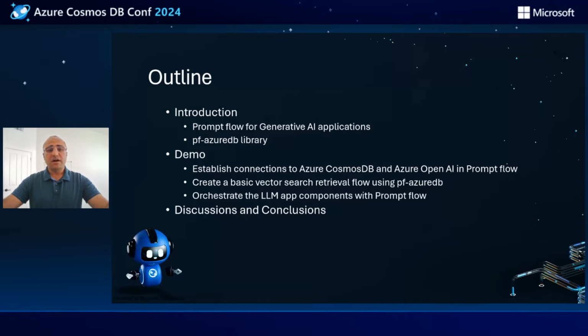During the demo, I will show you how you can establish connections to Azure Cosmos DB and Azure OpenAI in PromptFlow. I'll show how you can create a basic vector search retrieval flow using the pf-azuredb library. And finally, I'll show how you can orchestrate the LLM app components with PromptFlow. At the end, we'll discuss some remarks and show you some of our key takeaways.